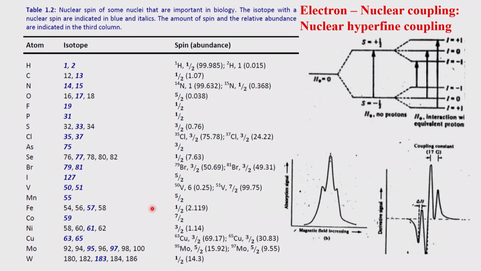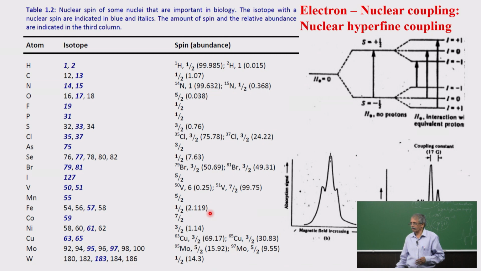Then manganese 55, iron only 57, cobalt 59, nickel 61. Other nuclei will not couple. And if you see iron 57, its abundance is still only 2%. You should have at least 10% or more to see reasonable peaks. So if you label with 57, then you can expect a signature in the EPR spectrum, a hyperfine coupling signature. In the case of nickel, similar thing: if you cross 10% for nickel 61, again you can get it.